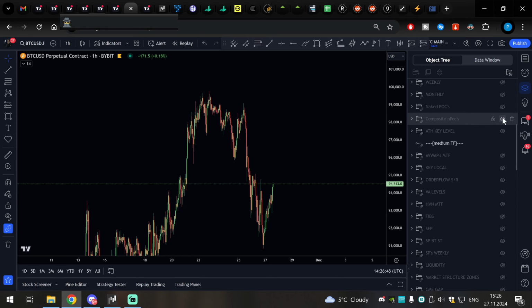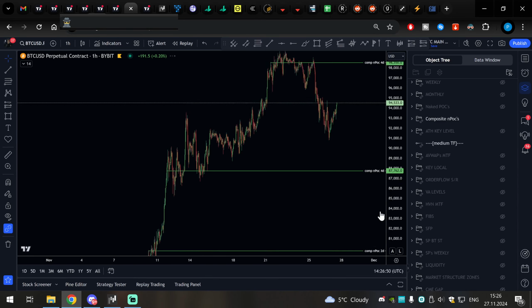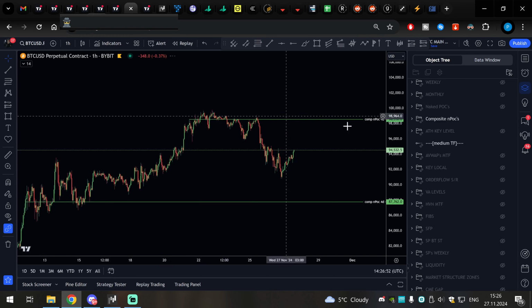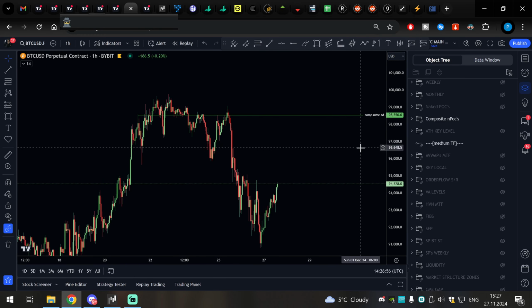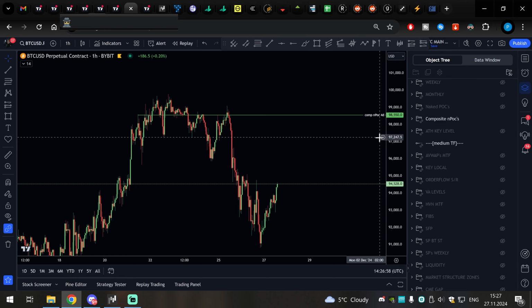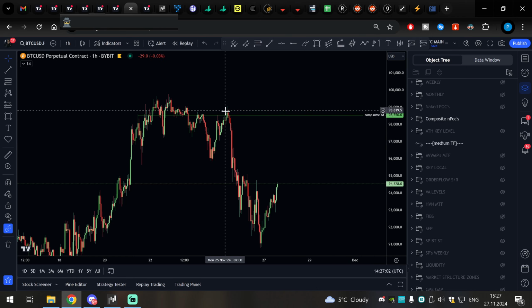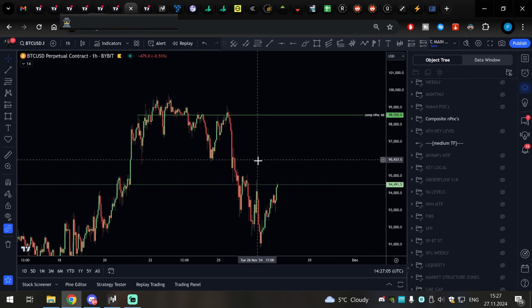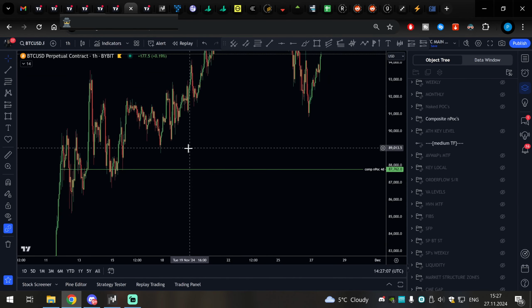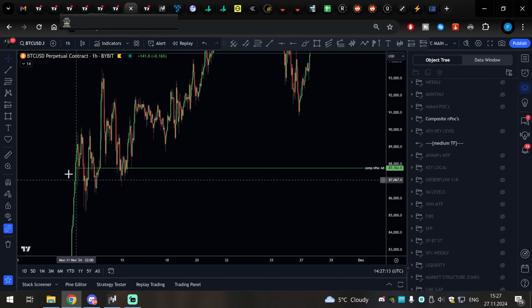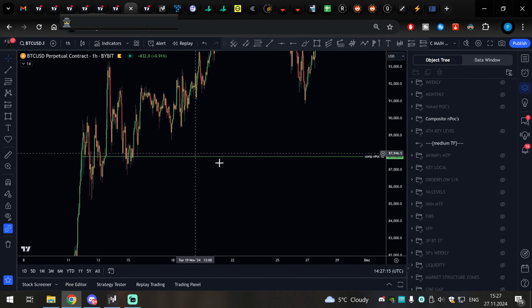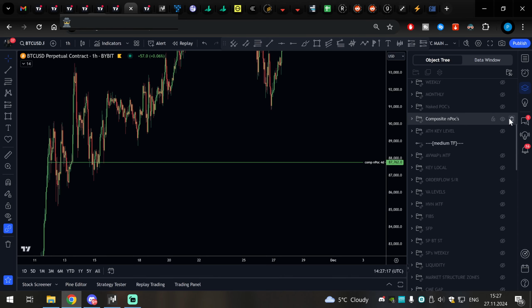We actually have very interesting composite point of controls. This one is coming from TPO, so 98,550. This is pretty far away from the high, so it can get a better reaction. Make sure to watch this one, and then this one also is really juicy. It's capturing volume, capturing TPO in this part of the price action, 87,762.